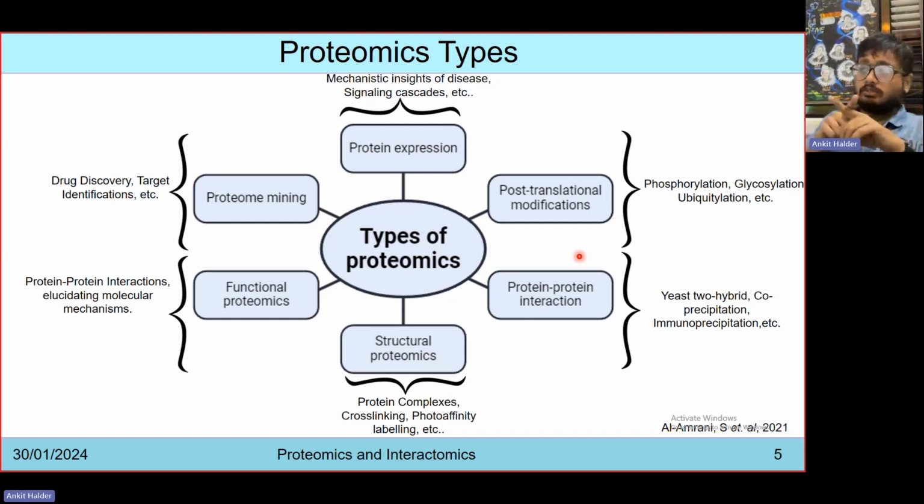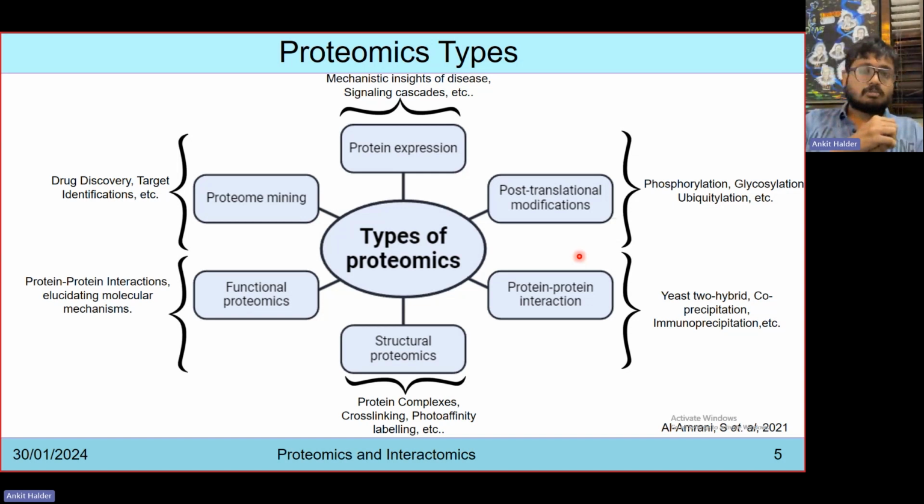Proteomics is not limited to only identification of proteins. If you have a feeling that proteomics remains confined to just identifying particular proteins and finding out their expression levels, this is just one part of the broad field of proteomics.